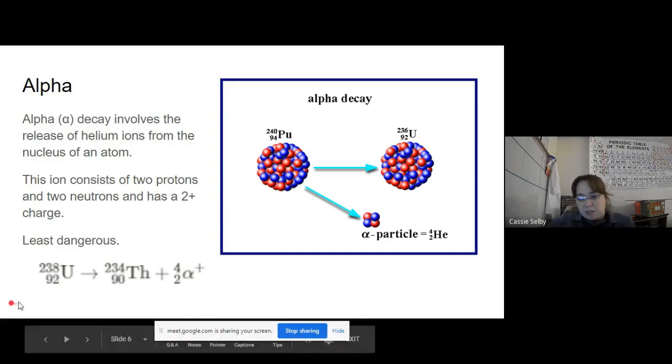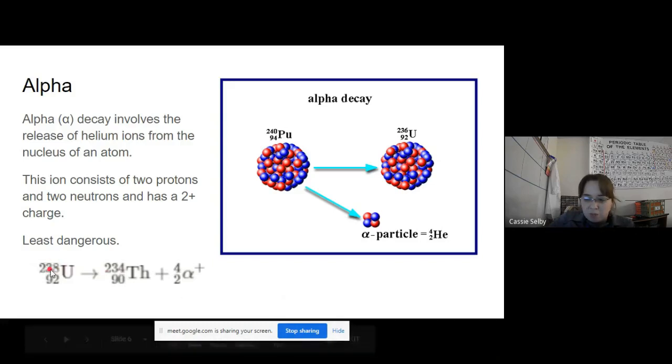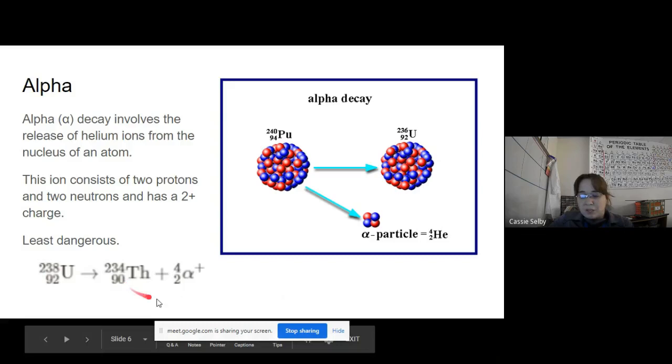And you can see down here a chemical reaction. We start off with uranium, it goes through a reaction, and then you can see we had 238, now we have 234. Well, where did the other 4 go? It's over here. Same thing here. We used to have 92, now we have 90. Where are the other 2? It's over here. And so this is an alpha particle.